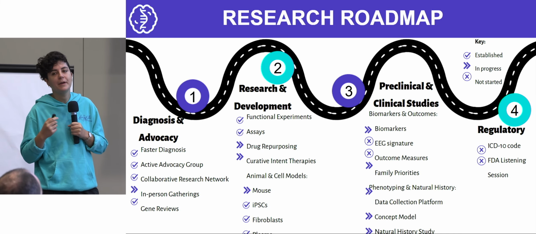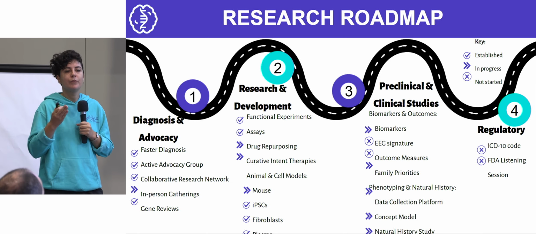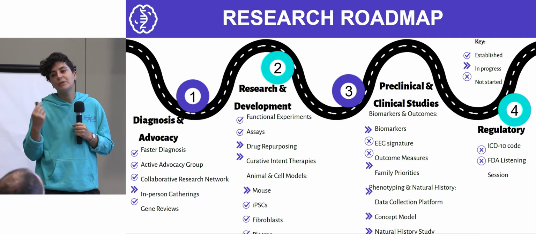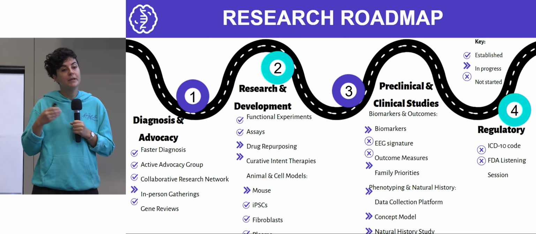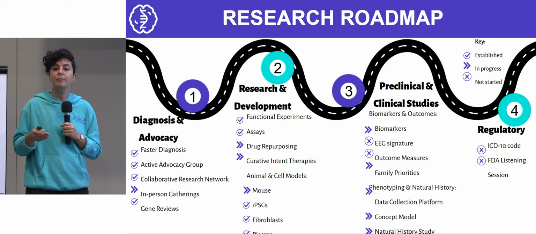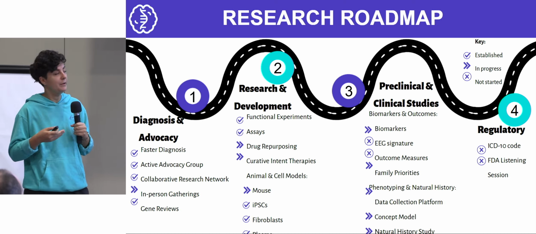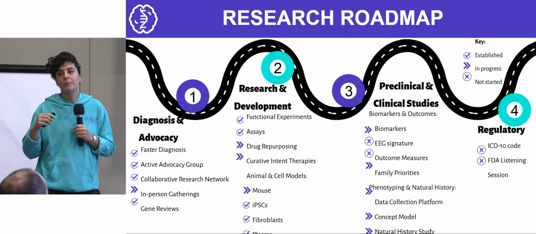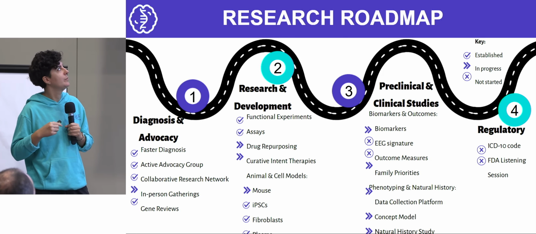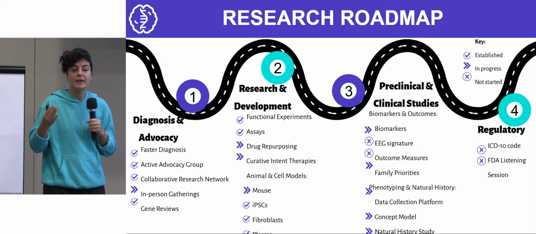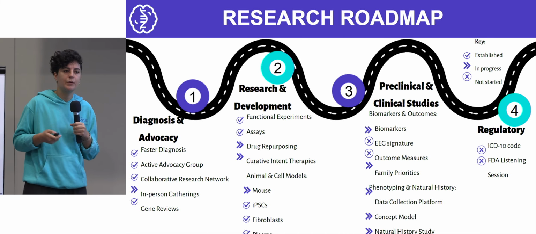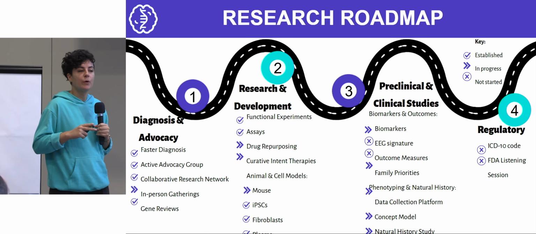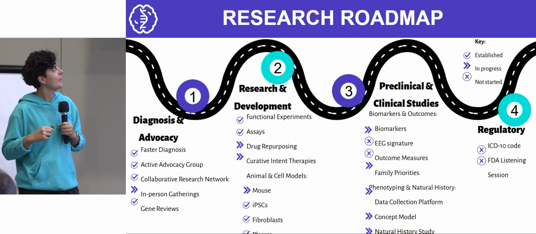So we have functional experiments, we have assays, and our researchers are going to be talking more about this. We're working on drug repurposing, which is what I just mentioned, the drugs that are already approved on the market, to see if maybe one of them is working on somebody's symptoms. And then curative therapies. And we have been working also on the animal and cell models, the different models to be able to test all the hypotheses we've been thinking about. We're actively working on making mouse models for 2 of the variants.